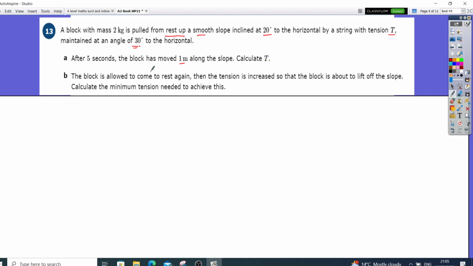Calculate T. The block is allowed to come to a rest again, then the tension is increased, so the block is about to lift off the slope. Calculate the minimum tension needed to achieve this.